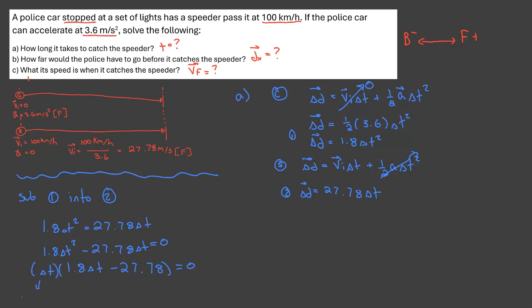So now, to solve for my time, I set my two terms equal to 0. This term will just be time equals 0. And then for this term, I'll have 1.8 t minus 27.78 equals 0. I'll move the 27.78 over. I'll have 1.8 delta t equals 27.78, and then divide both sides by 1.8, which will give me a time of approximately 15.43 seconds.